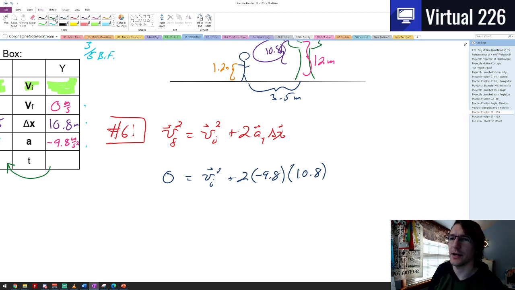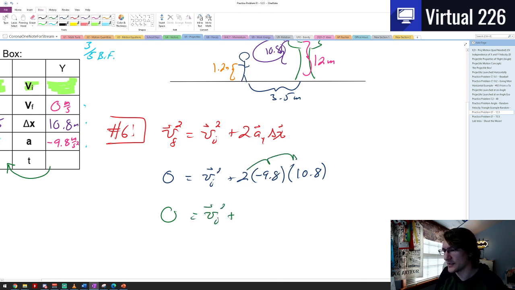Oh, it's going to look funny like this. Okay. Sorry, I had a brain fart. This is 0 equals vi squared plus, and let's multiply all these together, okay?